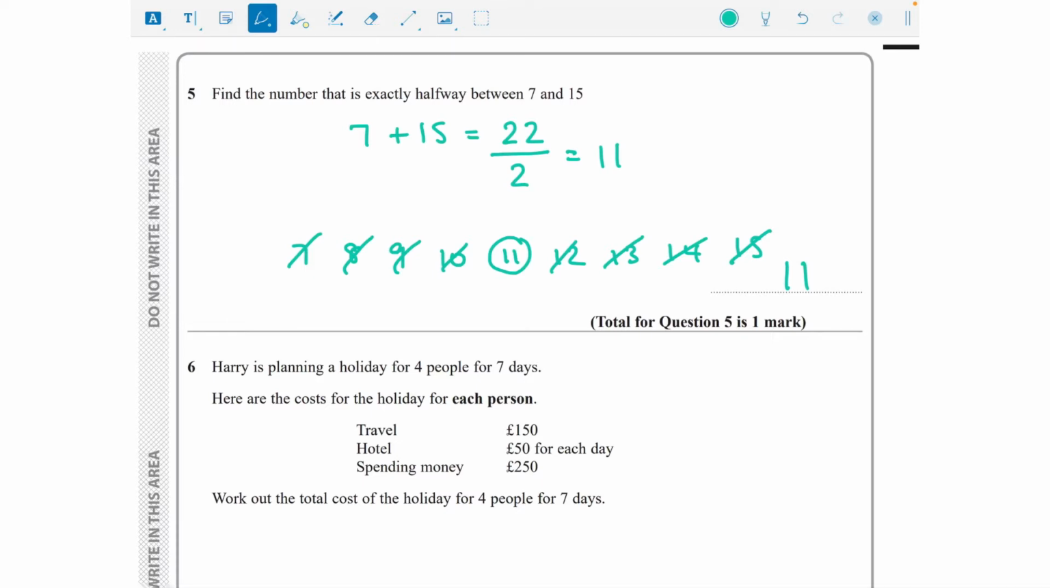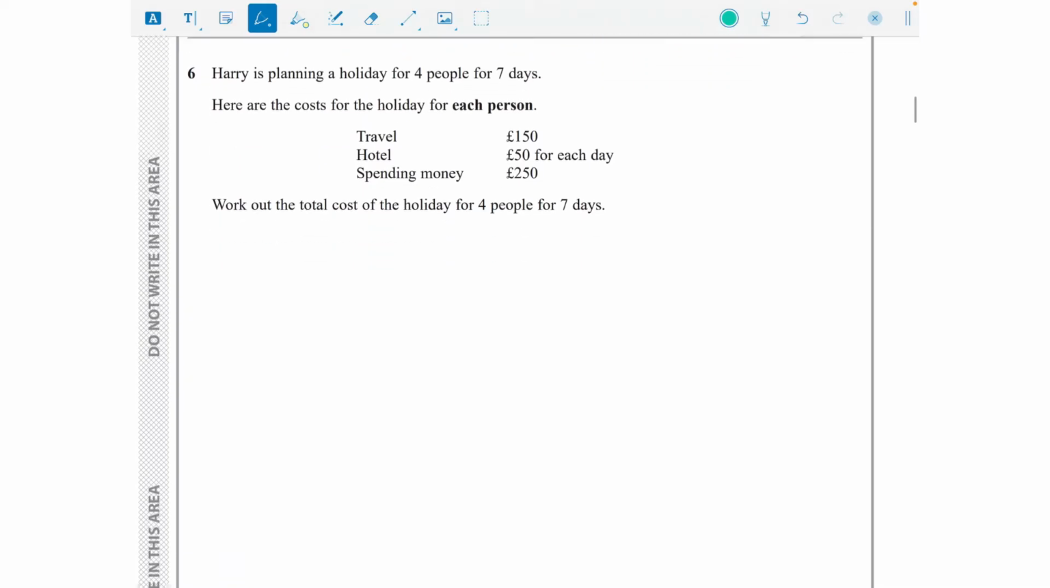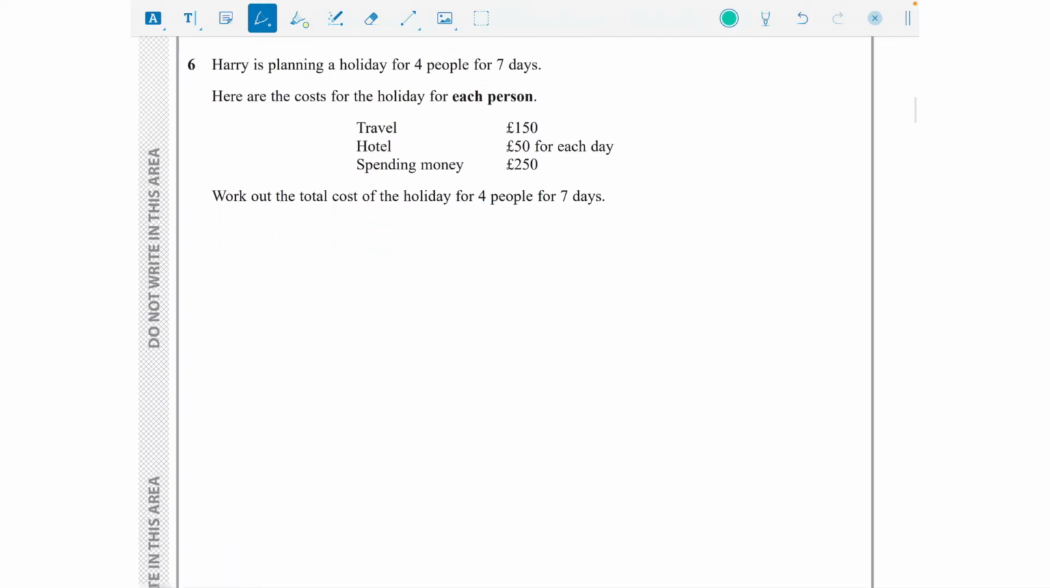So either way, the answer for that one is 11, but much easier to add them together and divide by 2. Question number 6. Harry is planning a holiday for 4 people for 7 days. Here are the costs for the holiday for each person. So the travel's £150, the hotel is £50 for each day, and spending money is £250. Work out the total cost of the holiday for 4 people for 7 days.